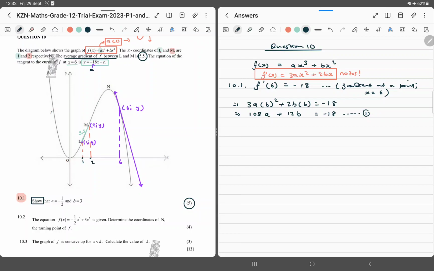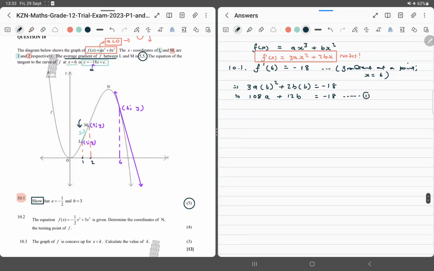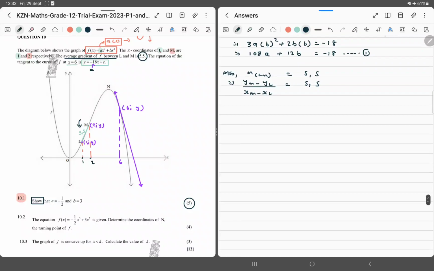Now we want to find out what else we can do. Now we need to use this gradient that they gave us. This has to come into the 4. So how do we determine the gradient? We know that the average gradient between L and M is equal to 5,5. That was given. But now how do we do the gradient? We take that point and substitute. So it's going to be essentially y at M minus y at L divided by x at M minus x at L, which is going to be 5 over 5,5.